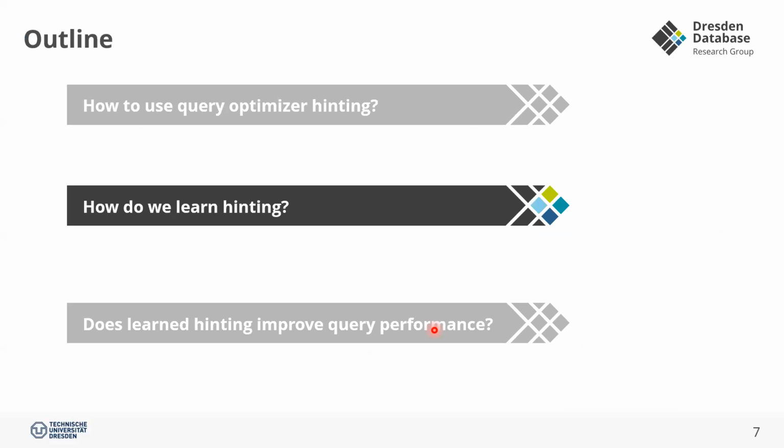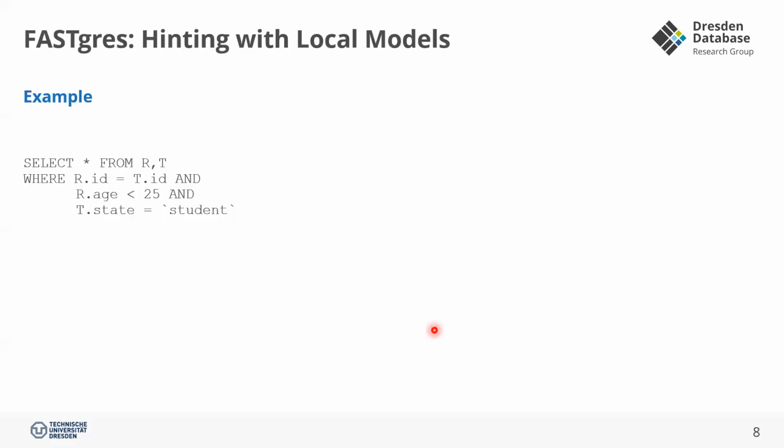But how should you learn it? So what's the idea behind learned hinting, and what's the speciality of our approach? Well, first of all, our approach is called FastGRESS. And FastGRESS uses a local model approach, which uses divide and conquer. But first of all, let me show you an example.